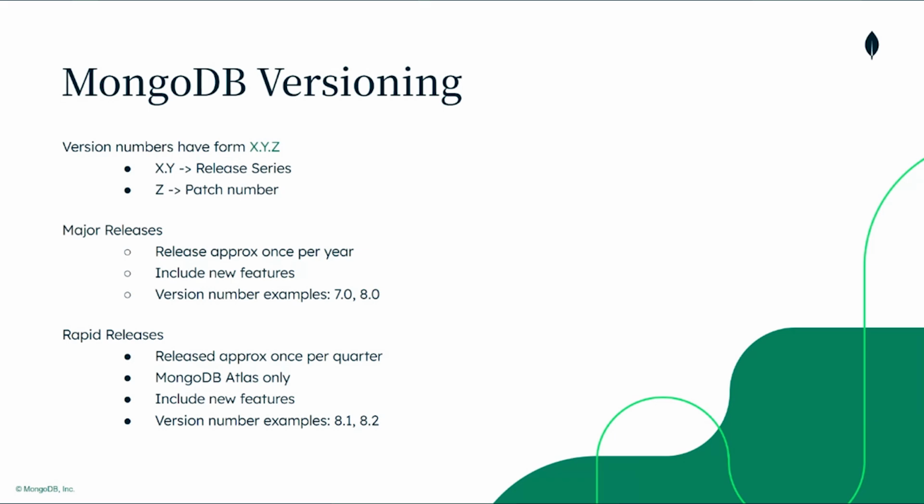Rapid releases are released approximately once per quarter. They only apply to MongoDB Atlas. They include incremental new features up until that point. Version number examples for that would be 8.1 or 8.2.